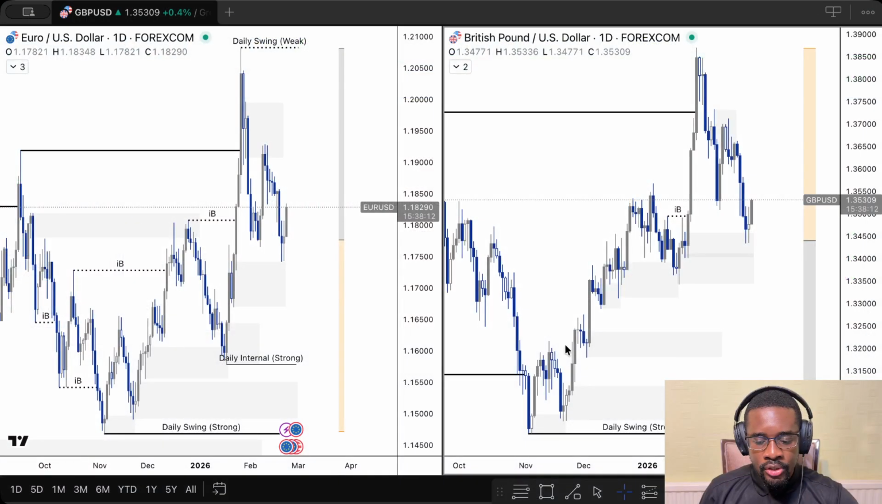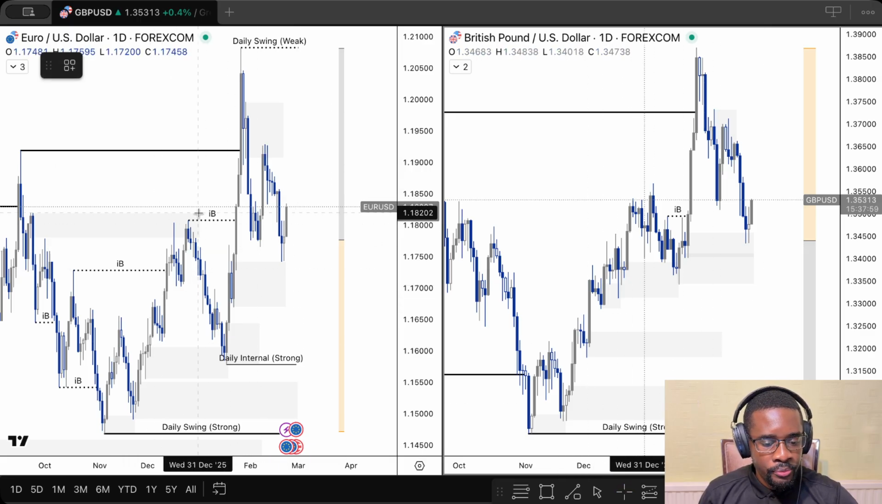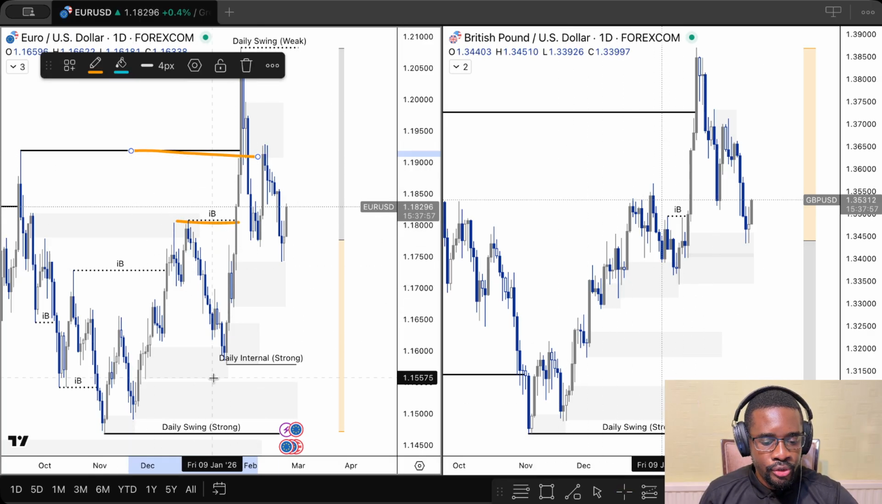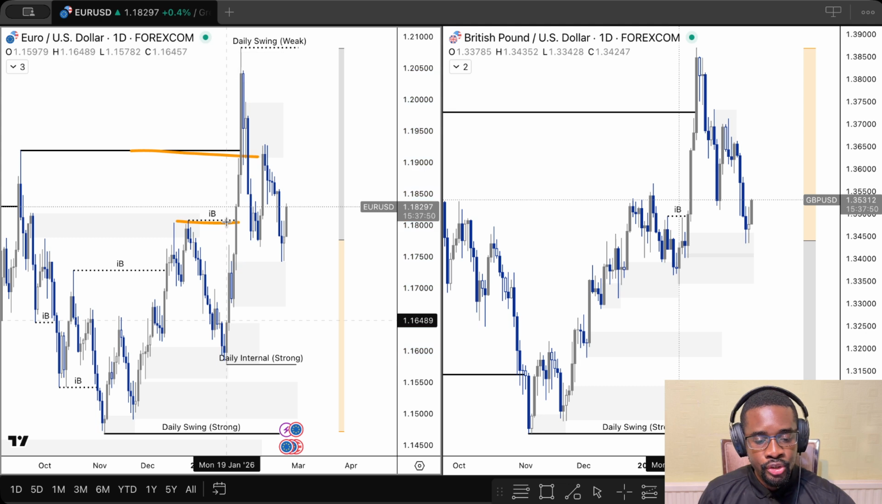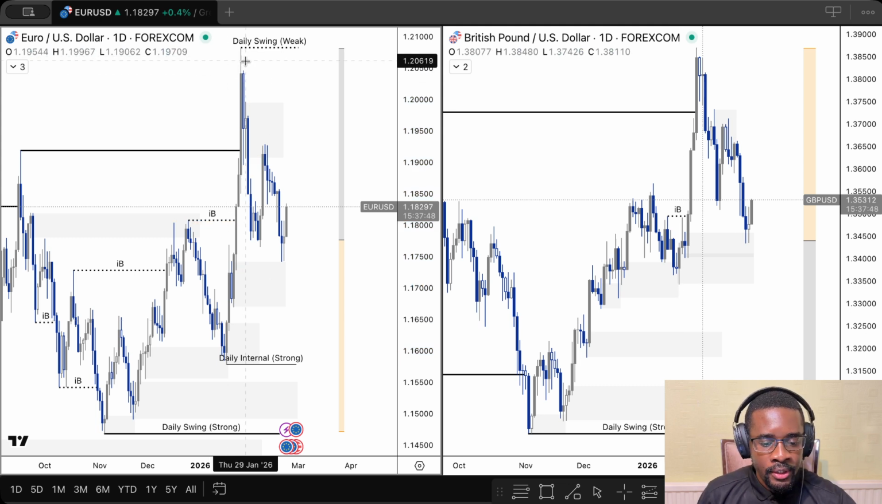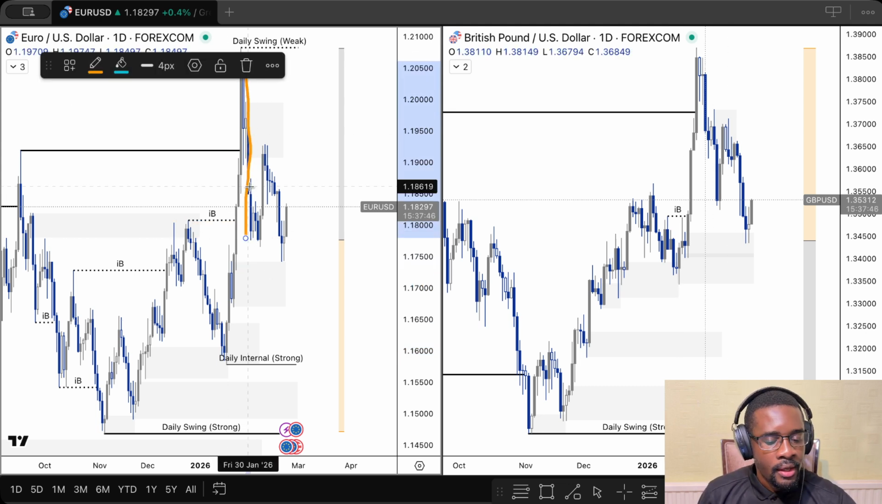So let's look at the charts. Let's see what we're expecting, what has happened, and maybe what to look for going forward. On the Euro USD, we've been saying that we are bullish. The main trend is bullish. Swing and internal, they're both bullish. However, we've been in this pullback phase, where we pulled back and then had a bit of retracement.